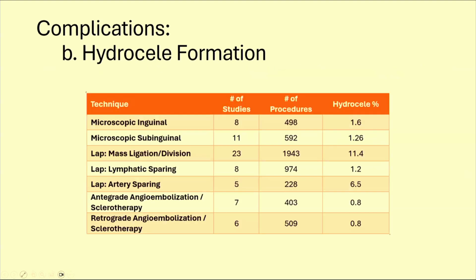Now, back to the literature review in terms of the rate of hydrocele formation. Again, non-comparative studies. The highest hydrocele formation was in the laparoscopic mass ligation and division, which is the classic Palomo technique. The laparoscopic artery sparing also showed higher rates than the rest of the other surgical techniques. Apparently, the radiological interventions have no concern in regard to hydrocele formation, but they have a high recurrence rate. So that's a clinical decision for surgeons, whether to proceed with this or that, based on these numbers.